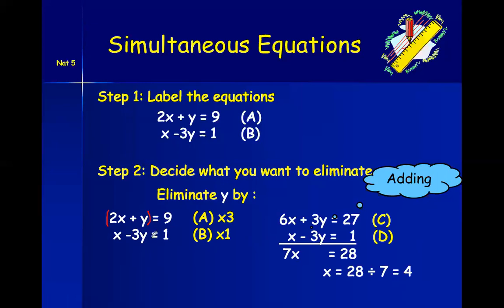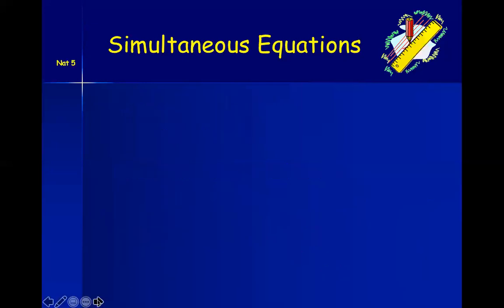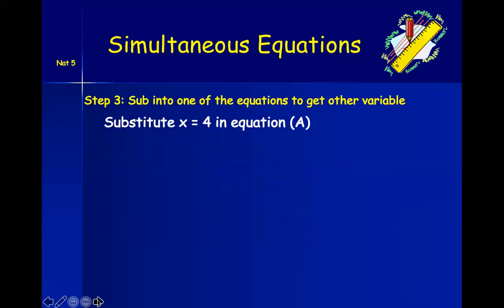To get y, you just sub x, again, the same technique, into one of the equations. We decided here to put it into A. 2 times 4 is 8. 8 plus y equal 9. I can see straight away that y is equal to 1. Or if you want by balancing, take away 8 on each side, y equal 1.